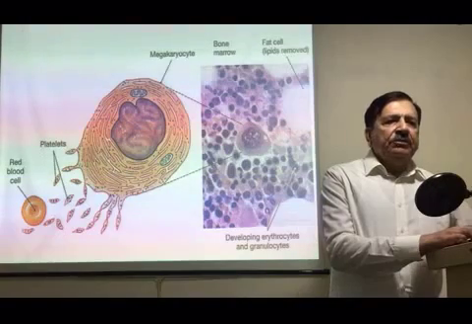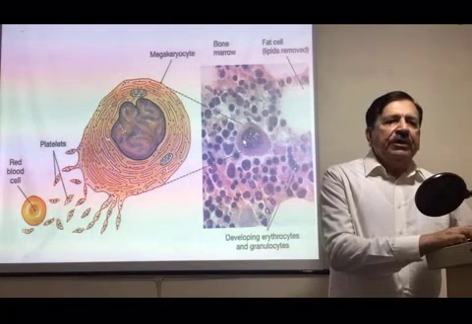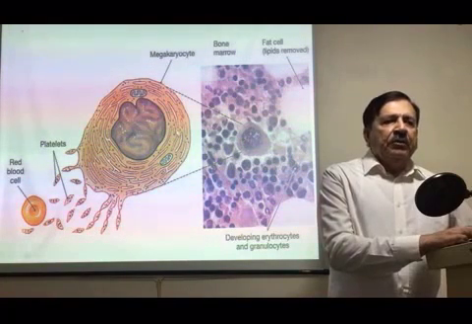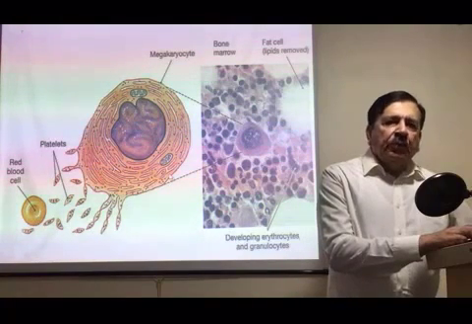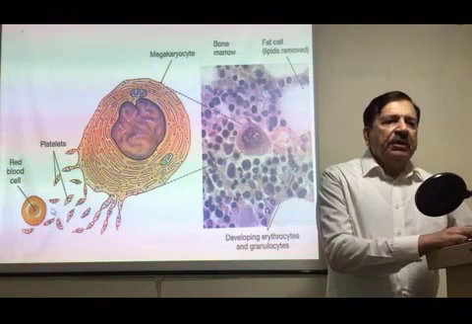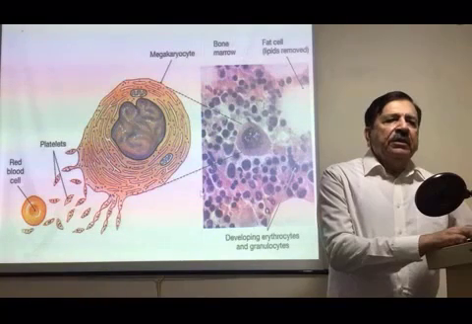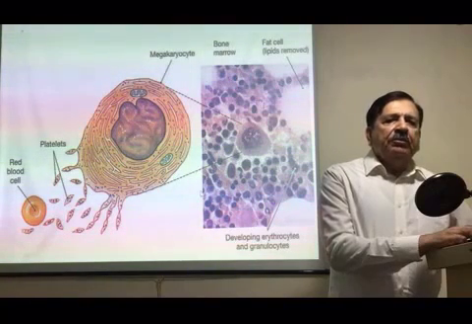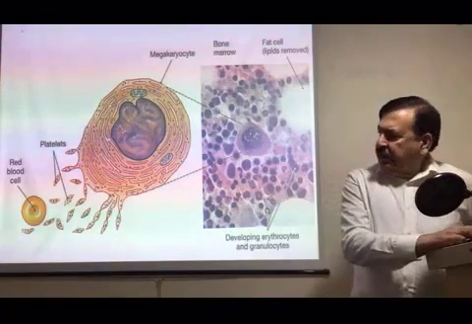Here you can see the bone marrow in which we have the megakaryocyte, which is the largest cell of the hemopoietic series. By shedding, platelets are produced from the megakaryocyte, and then they are shifted from the bone marrow to the circulatory system.